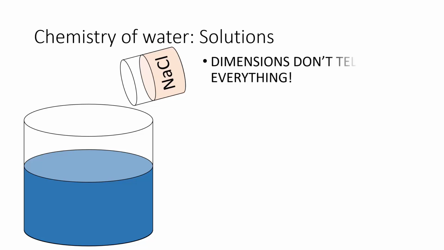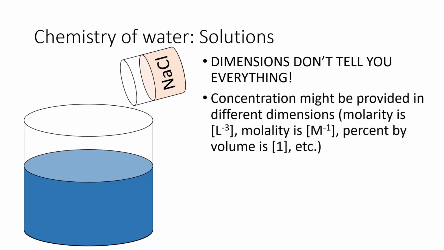Before I get to that though, I want to talk a little bit about being careful with dimensions. They don't tell you everything. You need to know something about the mass of what and the volume of what to make sense of dimensions. Also, there might be several different dimensions for the same property. For example, we use a lot of different dimensions to talk about the concentration of solutions. Concentration can be provided in molarity, and that's moles per volume. Now moles is a count. It's just a particular number based on Avogadro's number of molecules. So it's actually a dimensionless number.